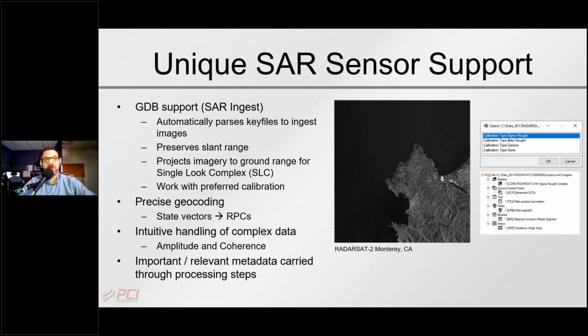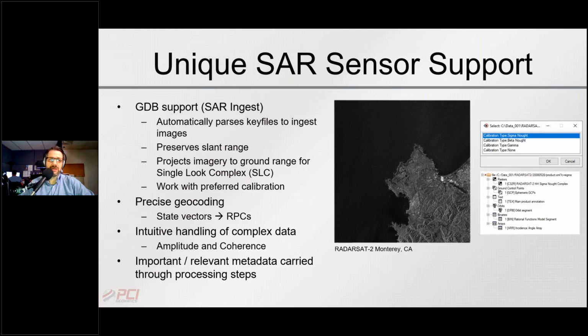We have a single algorithm that allows you to ingest the radar imagery. It automatically parses key files. They range. They could be manifest.safe or product.xml or a specific format, depending on how the vendor distributes it. We preserve the data in the slant range, but we project it in ground range in the viewer, so it's easier to look at. And of course, you can work with the preferred calibration. You can work with intensity or sigma naught, gamma naught. It's up to you. You can display the data the way you want to.